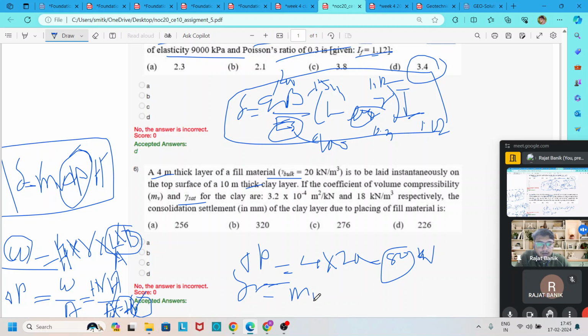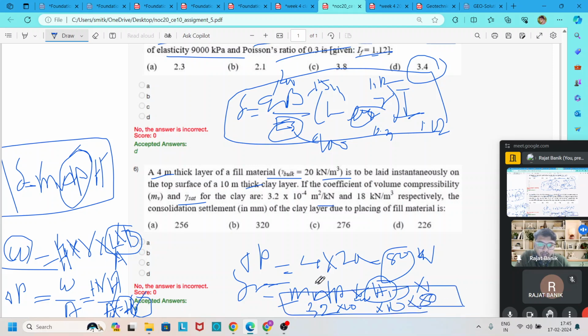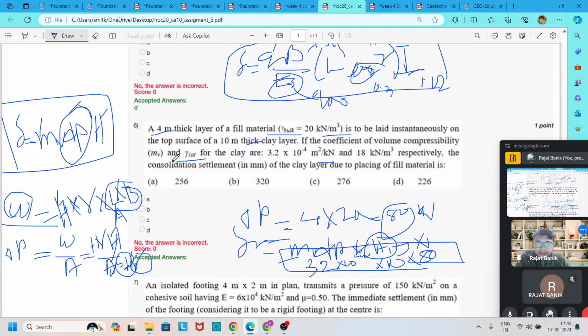Put all these values here. Settlement delta is equal to mv into dp into H. Here H is the thickness of the clay layer. mv is given as 3.2 into 10 to the power minus 4. dp we found is 80. You check the units, all the units should be the same: kilonewton, kilonewton, meter square per kilonewton, meter cube. That means it is okay. H here is 10. Put all these values and we get the result, option A, 256.